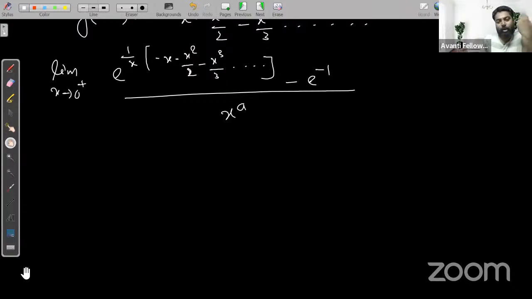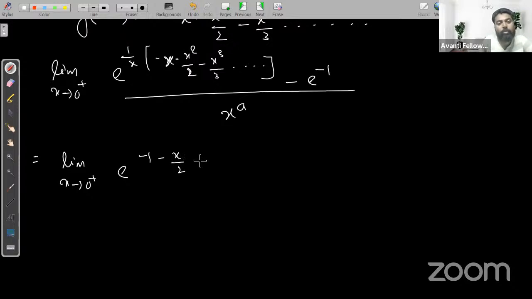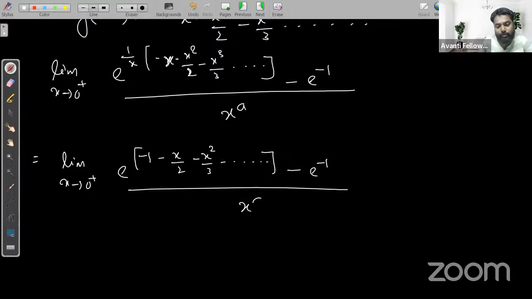Chalo. Let's multiply 1 by x with this bracket. After multiplying, what are you getting? Limit x tending to 0 plus, it will multiply e to the power 1 by x, then what you are getting? Minus 1, then we'll be getting x by 2, x square by 3 and so on. You are getting this, minus e to the power minus 1 divided by x to the power a.